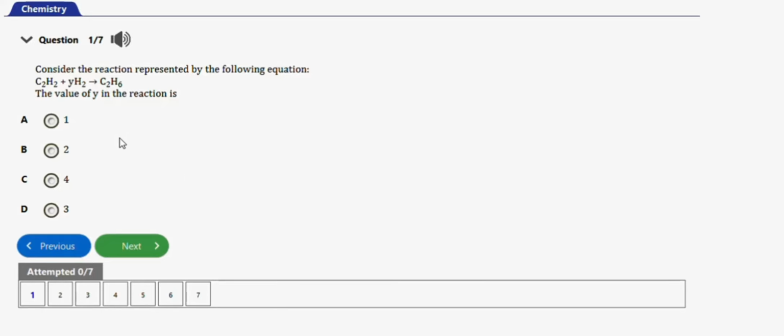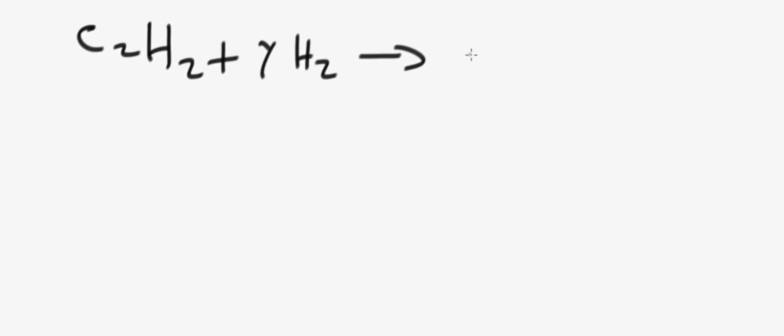Alright, so let's balance this chemical equation. Let's move over to our sketchbook now and balance this equation and come back here. Let me show you guys how you can solve this problem. Alright, so in that question we are given this chemical reaction. We have ethene plus y hydrogen gas to give you ethane. So we have to balance the chemical equation.